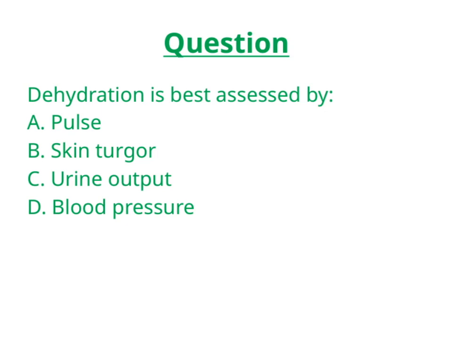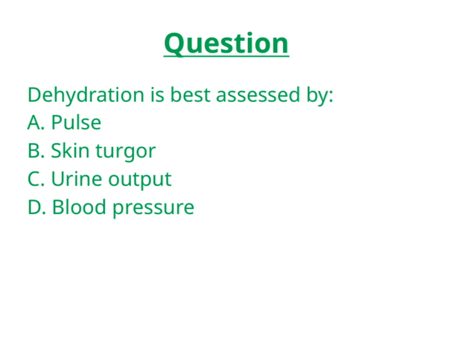Dehydration can be tricky to assess, but understanding the best method is crucial in managing it effectively. Now, when we think about assessing dehydration, several signs come to mind, but not all are equally reliable. For example, pulse rate can increase with dehydration, but it's also influenced by other factors like anxiety or medications. Skin turgor, which is how quickly the skin returns to normal after being pinched, is often used, but it can be less reliable in elderly patients or those with certain skin conditions.